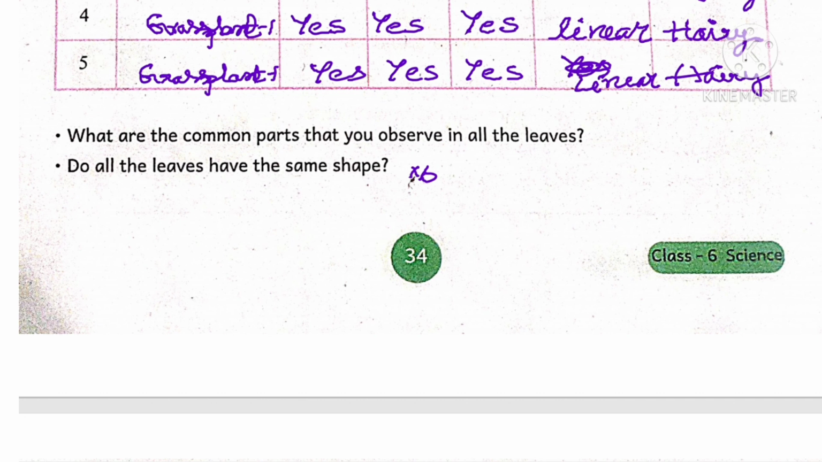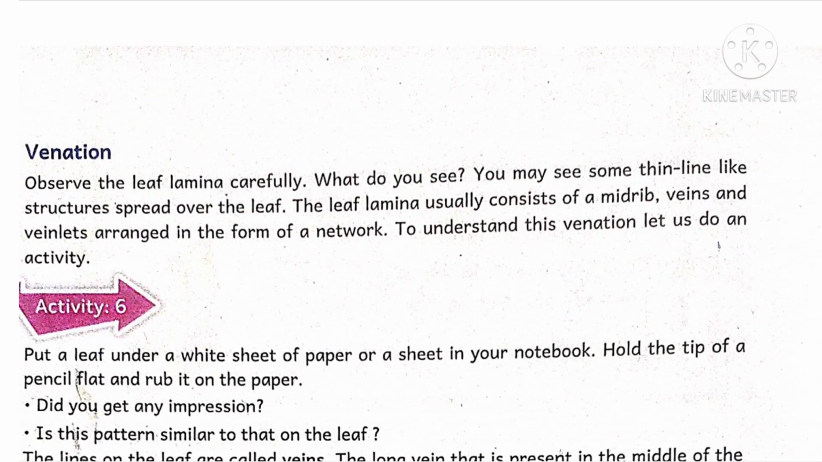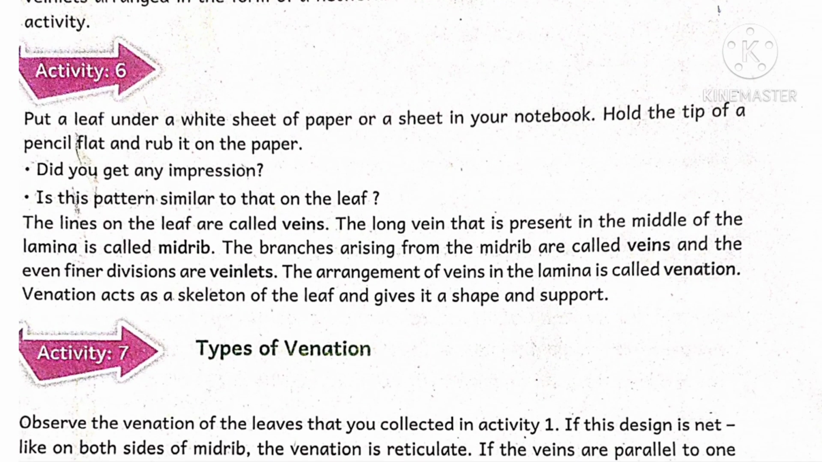Okay. So the next one is venation. We have two types of venation, that is parallel venation and reticulate venation. Put a leaf under a white sheet of paper or a sheet in your notebook. Hold the tip of your pencil flat and rub it on the paper. Do you get any impression? Yes, you have already played with coins and a compass box. You put the box under a paper and rub a pencil on it, then their images will be formed on this paper. Is this pattern similar to that on the leaf?